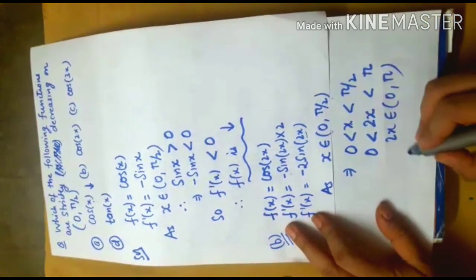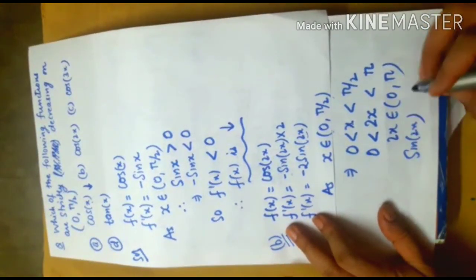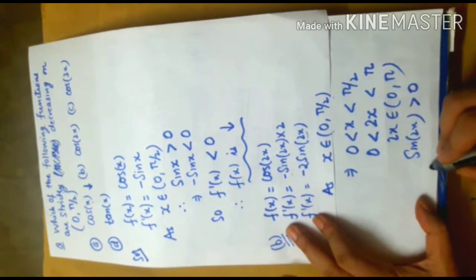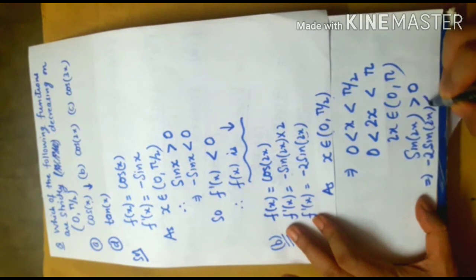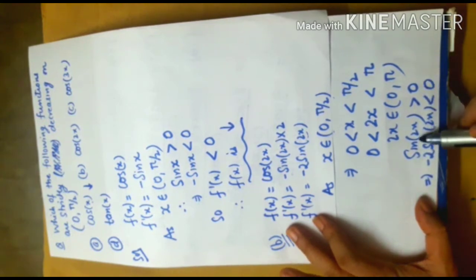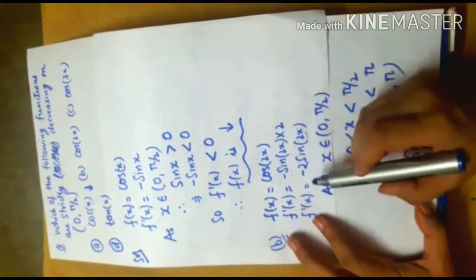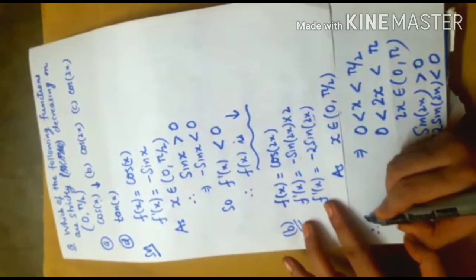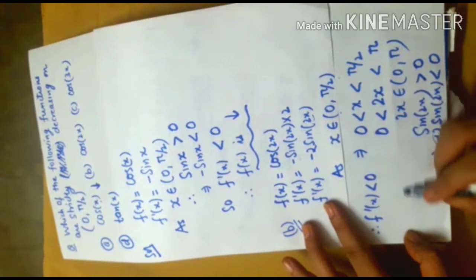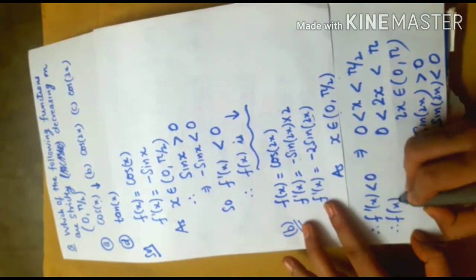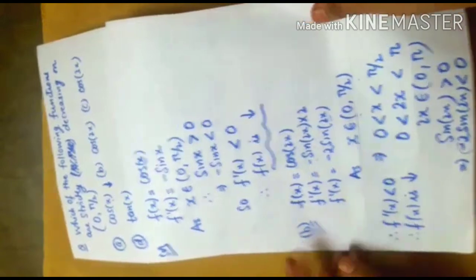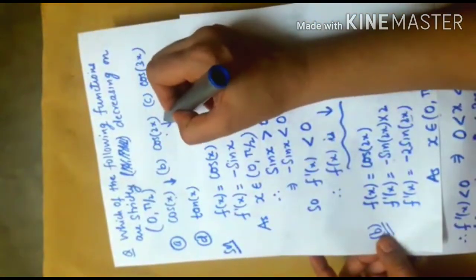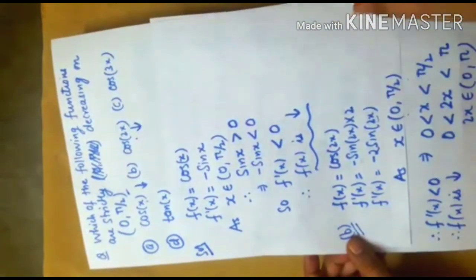Right? So sine 2x will be greater than 0. And this would imply minus 2 sine 2x will be less than 0. I have multiplied with a negative number, so the sign of inequality will get reversed. So therefore, f dash x is less than 0. So therefore, f(x) is decreasing. So this function is also decreasing on this interval.